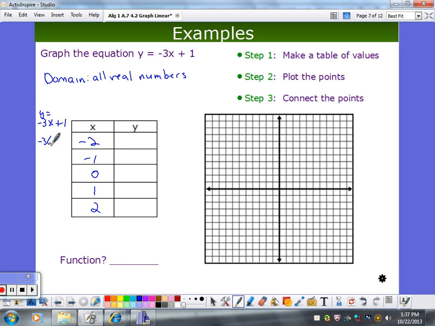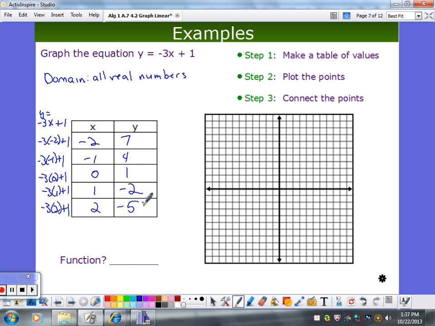So what's -3 times -2 plus 1? -3 times -2, 6 plus 1, 7. -3 times -1 plus 1, 4. Zero's easy, right? What do we get when we plug 0 in? 1. -3 times 1 plus 1, -2. And then -3 times 2 plus 1, that's -6 plus 1, -5.